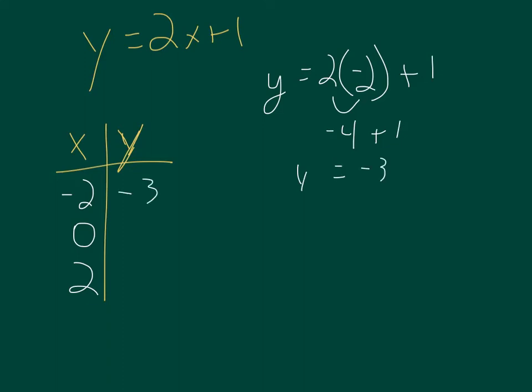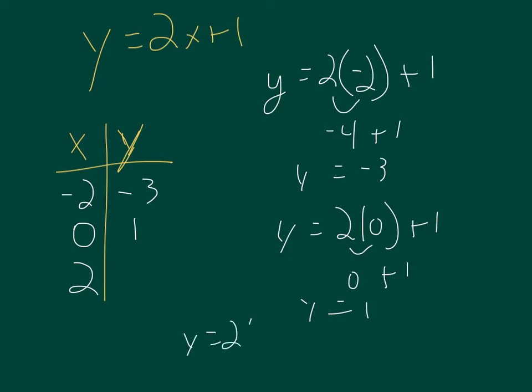Now I'm going to plug in 0. y equals 2 times 0 plus 1. 2 times 0 obviously is 0, plus 1. We say y equals 1. Now for the third one, 2. I'd say that y equals 2 times 2 plus 1. Well, 2 times 2, you should tell me by now, is not 5 but 4. Plus 1 is now 5. So now I have 3 values there, and let's see if I can actually graph them.